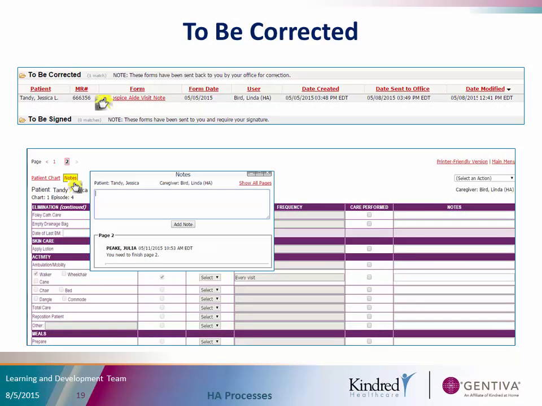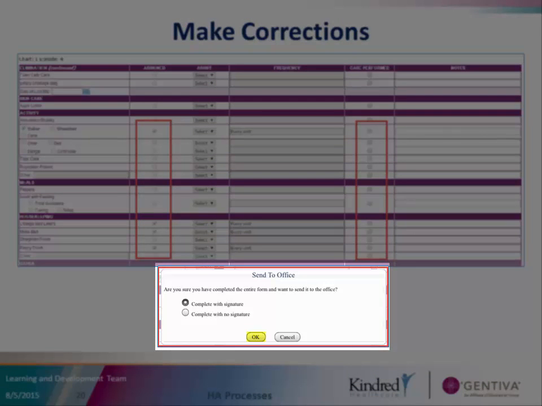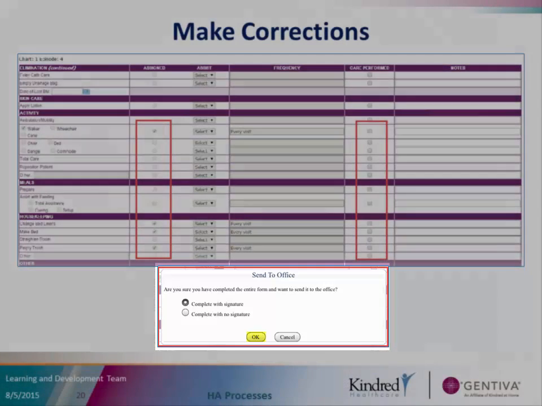Next, make any necessary changes to the document. For our example, the aide would go to page 2 and complete the information. At the bottom of the form, the aide would then send to the office after making corrections. The aide will be prompted to complete with signature or not. Because changes were made to the form to correct it, completing with signature would be the correct response. Select OK with Complete with Signature selected.